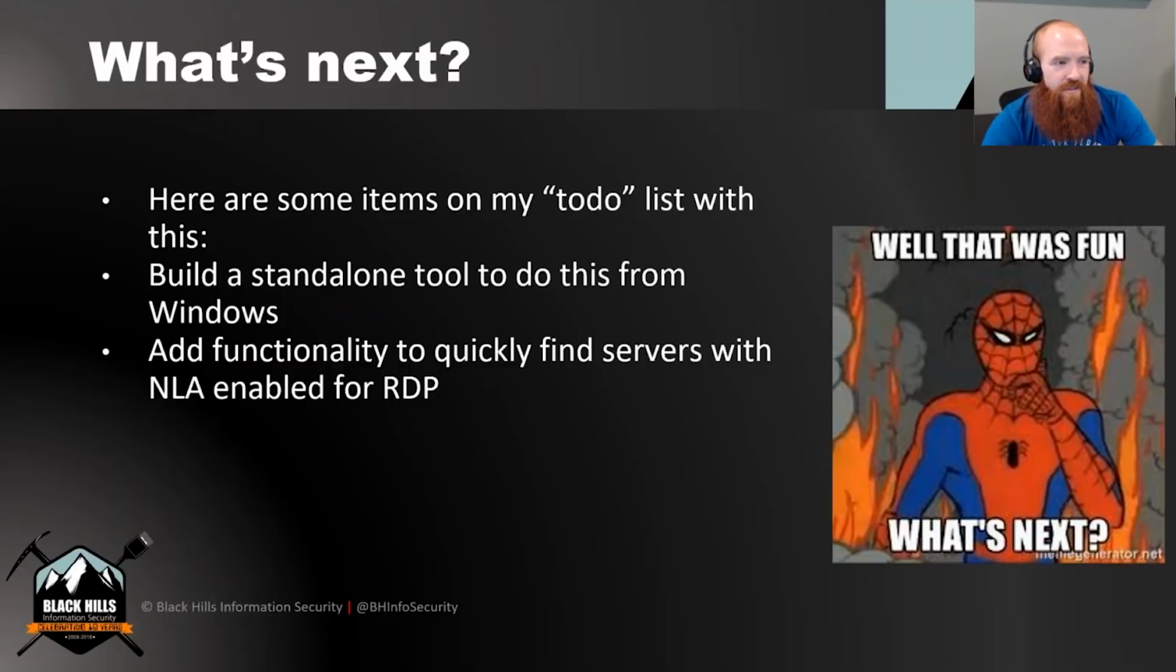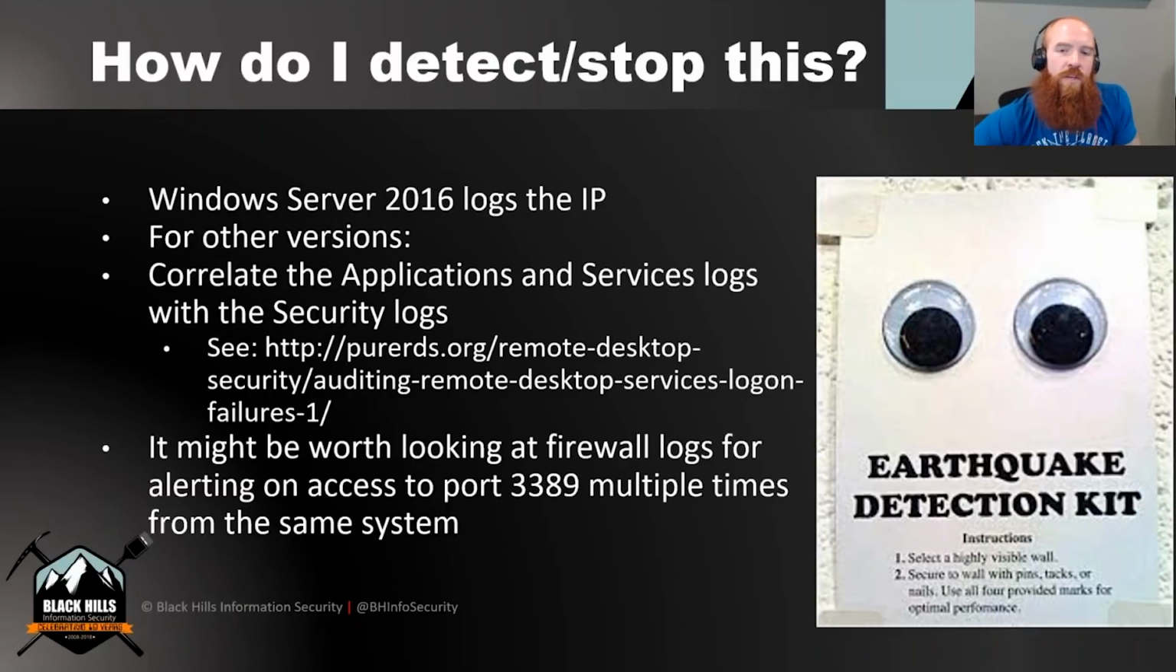The pen tester side of us, the attacker side, I want to build it better. I want to make it something I can just do in Windows. But for now, that's the proof of concept. So this is what I was going to tell you: with Windows Server 2016, they did fix that. Okay, so upgrade to 2016. That's the true fix. It does log the source IP. If you can't, you have to correlate those other logs.